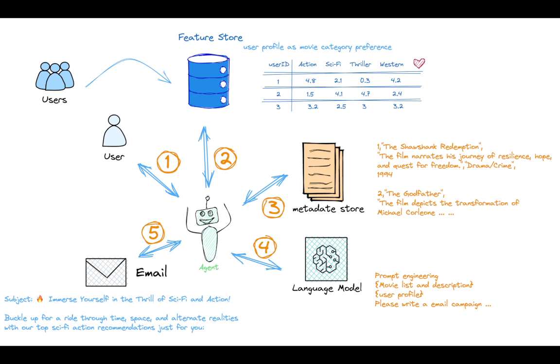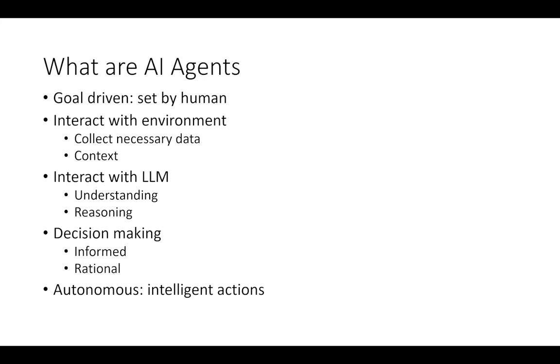Which makes it interesting and intelligent. Okay, so let's put it together. What are AI agents? First of all, they are goal driven. Now, this goal is set by the human. The human could be a CEO of an organization, could be a programmer. But it's important that it's goal driven and it's set by a human. That is an important part here.